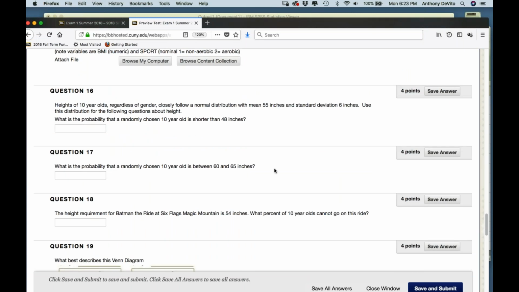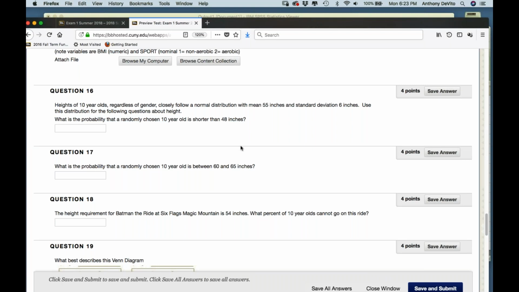Okay, so question 16. Heights of 10-year-olds, regardless of gender, closely follow a normal distribution with a mean of 55 inches, standard deviation 6 inches. Use a distribution for the following. That distribution of 10-year-olds, mean 55, standard deviation is 6. What is the probability that a randomly chosen 10-year-old is shorter than 48 inches?